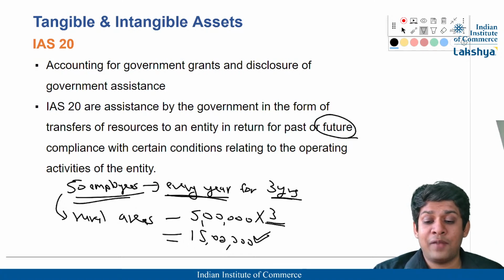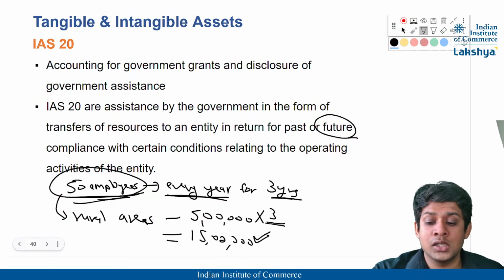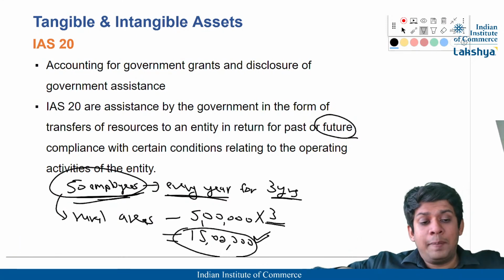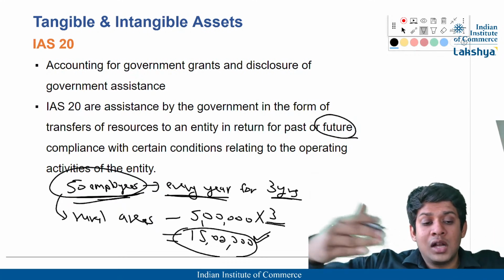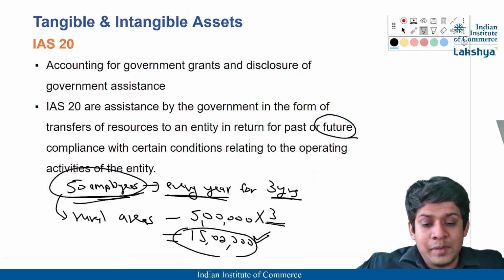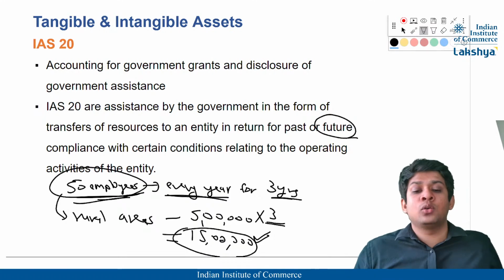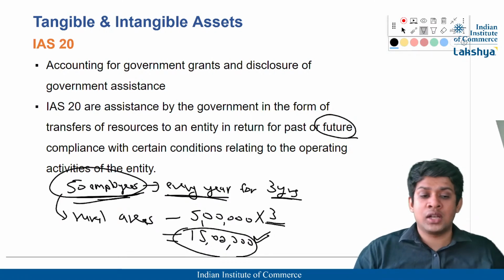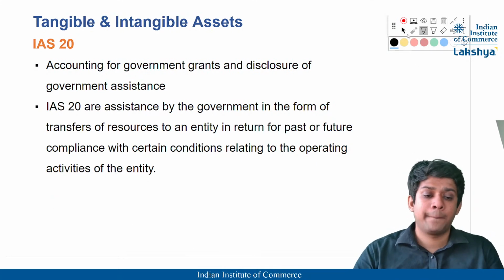But my future compliance is still left, right? I have to hire 50 employees every year for a period of 3 years, correct? The government has already paid me. So the government has already paid me the amount, but I have to comply with the government's conditions. That means I have to hire 50 employees from the rural areas every year. So that could be for the future compliance. Okay.